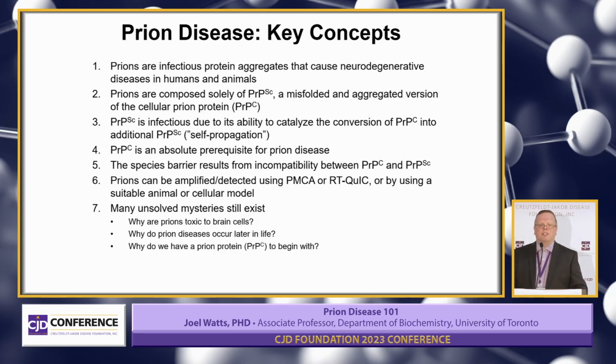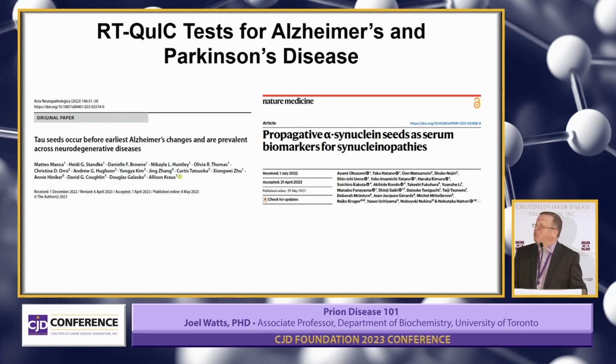Despite all these things, there are still a lot of unsolved mysteries in prion disease. We don't know why prions kill brain cells. That's still one of the biggest mysteries. We don't know what PrPC does. And perhaps most importantly, we still don't have a therapeutic that works in humans.